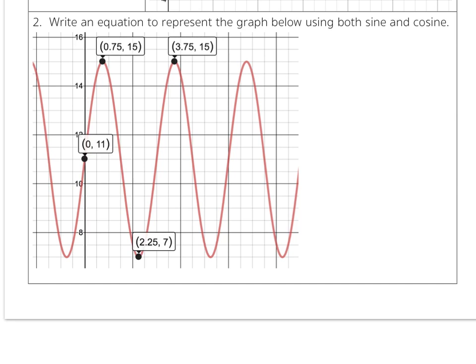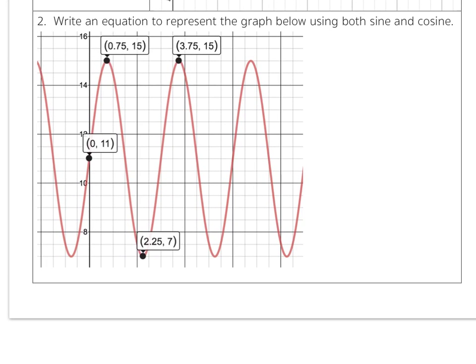Next up, we've got to write an equation using both sine and cosine. Let's figure some stuff out about this. If I take a look at my graph, the first thing I notice is that it appears my midline goes through 11. And just to confirm, halfway between 7 and 15. So midline, the average of 7 plus 15 over 2, and we get 11. Nice, so that works.